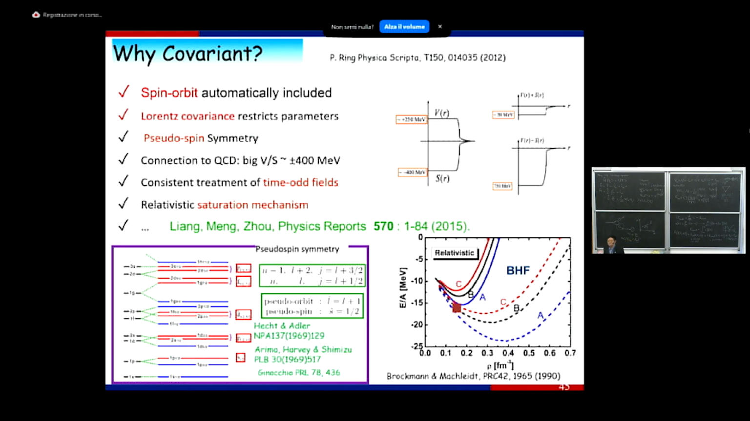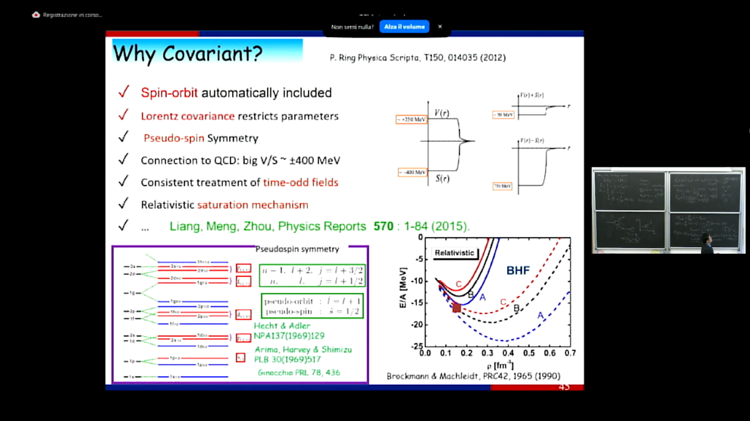Then, before I go into the relativistic density functional theory, we should find some arguments for why we should study relativistic density functional theory. Right? From what I introduced yesterday, I suppose you already have some feeling why we should do that. There are several reasons for that. The first, most important one is that the spin-orbit potential could be produced automatically. Because this is so important in nuclear physics, we should make the best use of this advantage.